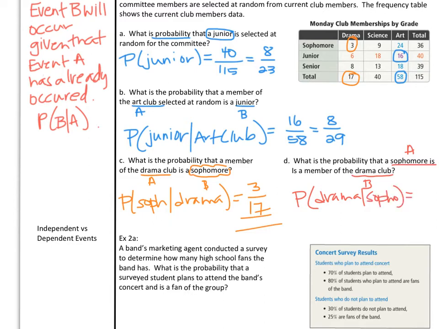Now the total number of sophomores is 36. But there are still only 3 sophomores in that group. 3 out of 36 reduces down to 1/12. That's definitely less likely than being a drama club member and being selected as that sophomore.